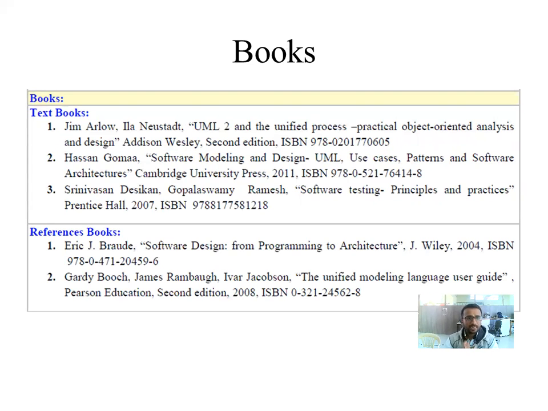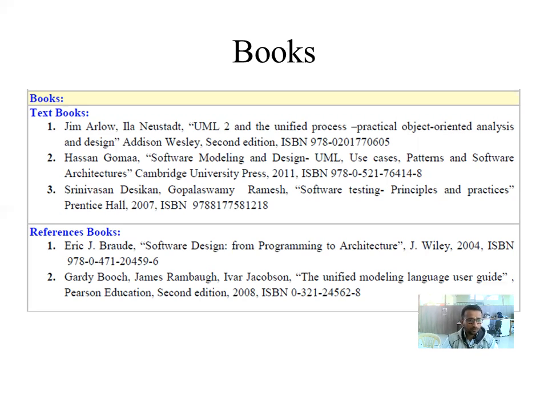Next is the different types of reference books. We can have different types of textbooks and reference books to learn this software modeling and design subject. There are 3 textbooks that you can refer. The first one is UML 2 and the Unified Process: Practical Object-Oriented Analysis and Design. Then the second textbook is Software Modeling and Design: UML, Use Cases, Patterns and Software Architecture. Then the third one is Software Testing Principles and Practices.